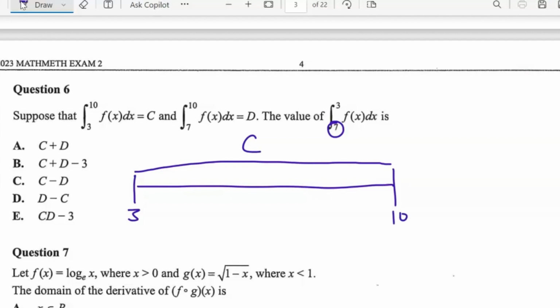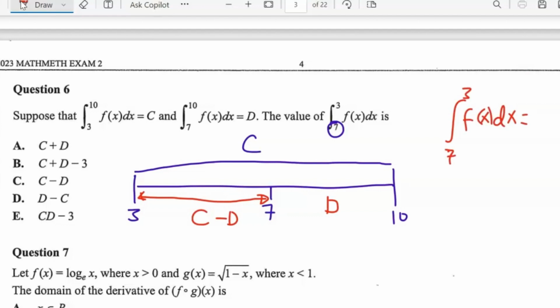And we also know from 7 to 10 is d. So this is what the question is asking us, this bit here. So that must be c minus d. But then again, the terminals have been changed, so that's going to be a negative. We put the negative because the lower bound is up and the upper bound is down. So that means negative c minus d, which gives us d minus c, which is that option up there. All right, I hope that's clear.